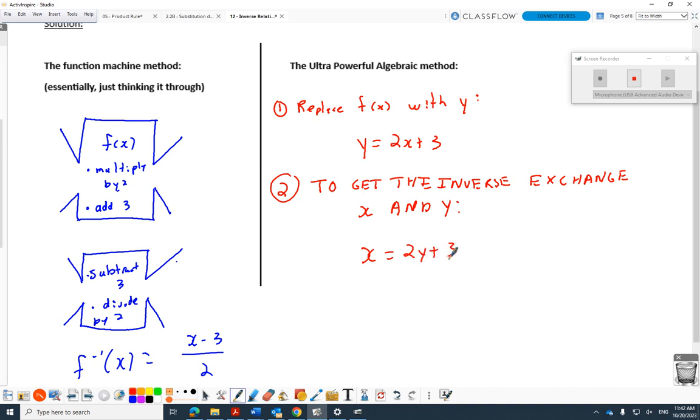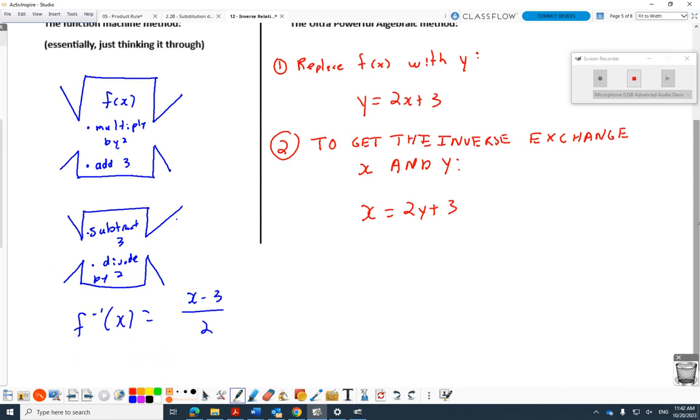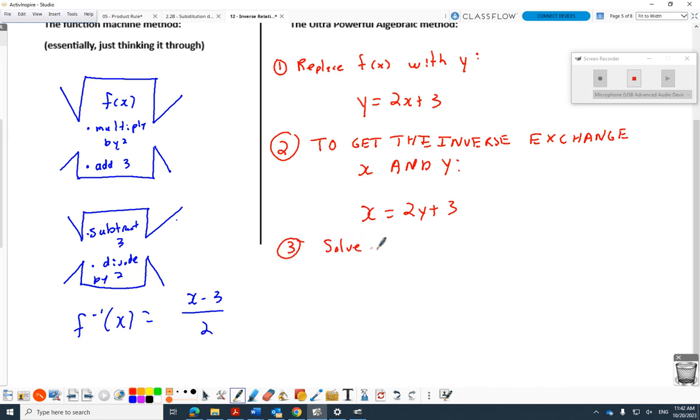The rest is pretty straightforward. Step 3, solve for your new y, the new inverse y. I've got a new y in there. I exchanged x and y. So you're just allowed to exchange x and y? Yes, if I'm finding inverses, I'm allowed to totally exchange them.